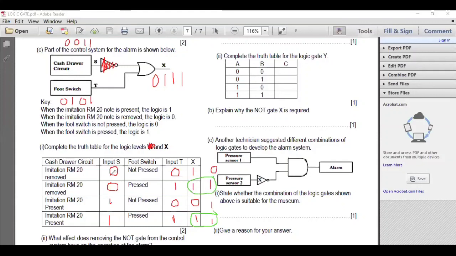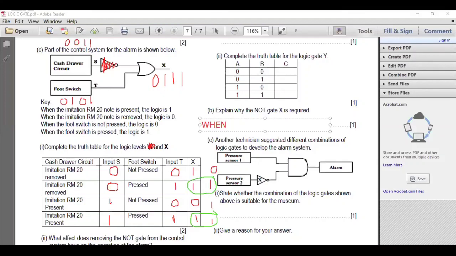So what we need to talk about is the first one or the third one. What's going to happen now is, if you remove the $20 note, but you don't press, the alarm will not be triggered. So it's not good. Because before this, the alarm is triggered, but now the alarm will not be triggered. Or, when you don't take out the note, you don't press the foot switch, by right it's supposed to be off. But without the NOT gate, it's on already. So you can choose either one. That means your answer can be like this.